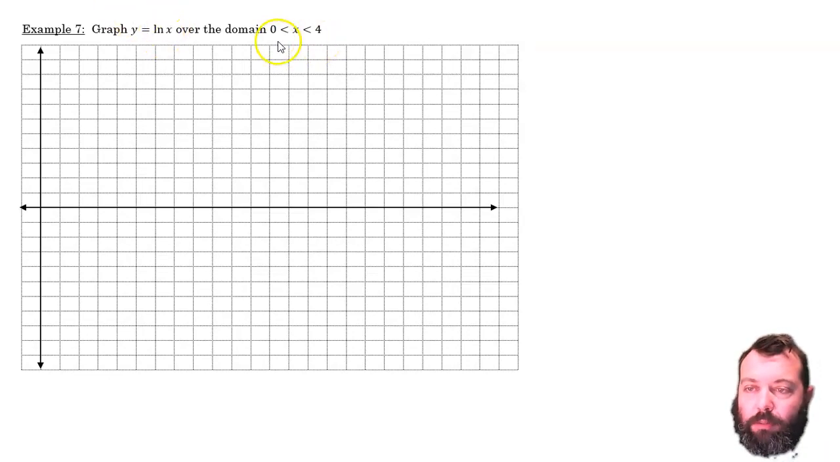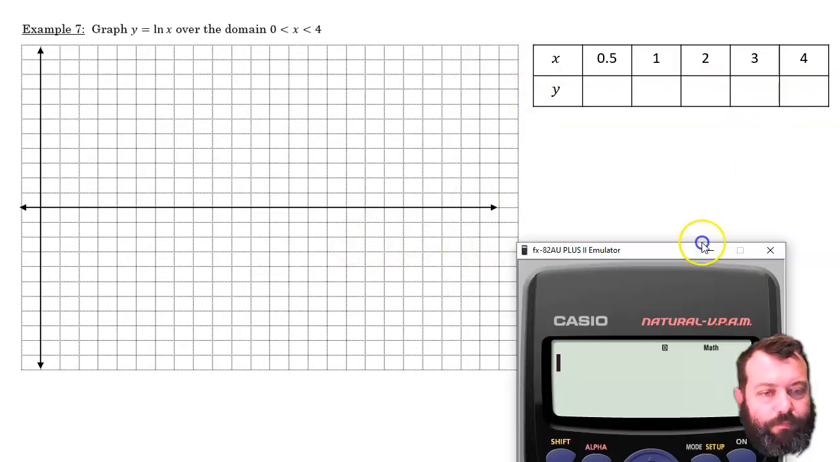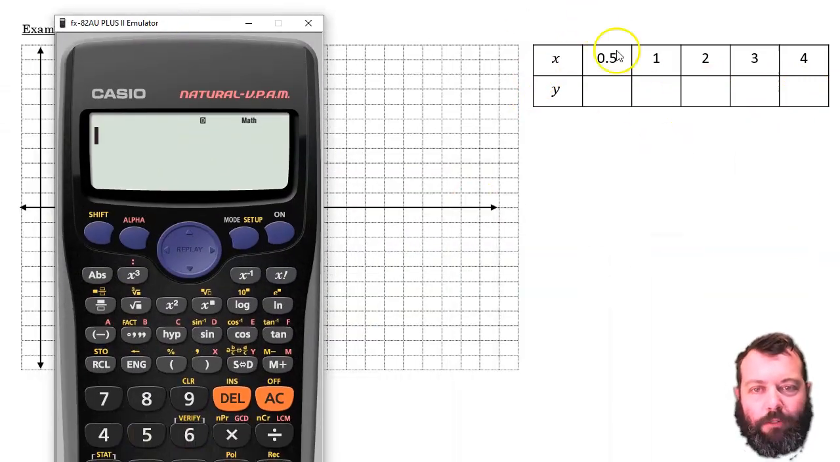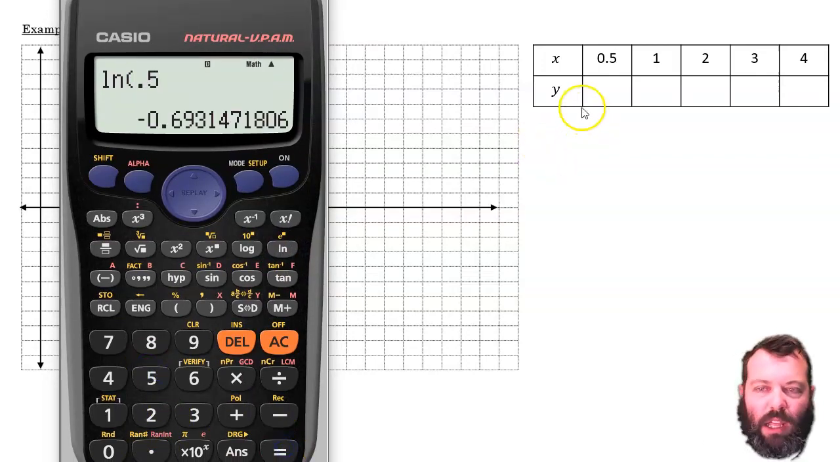We're asked to graph that from 0 to 4. So I'm just going to draw up a little table of values. We can use our calculator, right? So here's my calculator. Now if I want to find the log of 0.5, I can use this ln button. 0.5 equals, okay, let's say negative 0.7, because I'm not going to graph it more accurately than that.